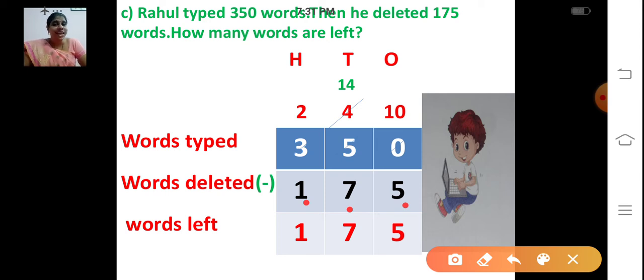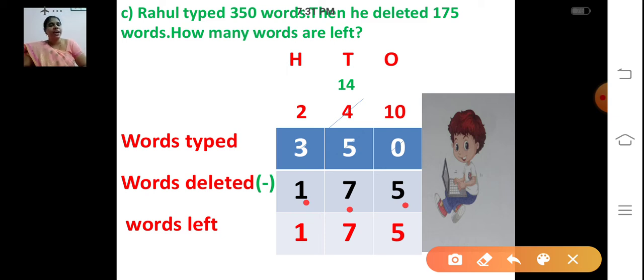175 words left. So what do we have to do? We are going to subtract. Now let's subtract these two numbers, 350 minus 175. First, let's start with the ones place. Can you subtract 0 minus 5?